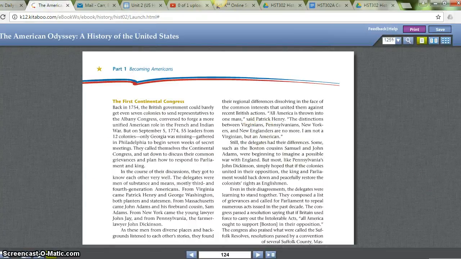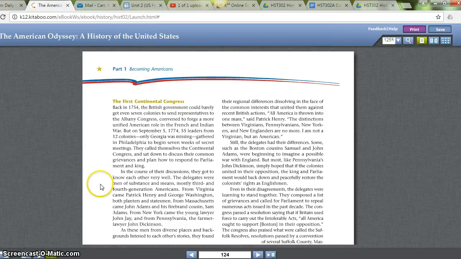The First Continental Congress. Back in 1754, the British government could barely even get 7 colonies to send representatives to the Albany Congress, convened to forge a more unified American role in the French and Indian War. But on September 5, 1774, 55 leaders from 12 colonies, only Georgia was missing, gathered in Philadelphia to begin 7 weeks of secret meetings. They called themselves the Continental Congress and sat down to discuss their common grievances and plan how to respond to the Parliament and King.